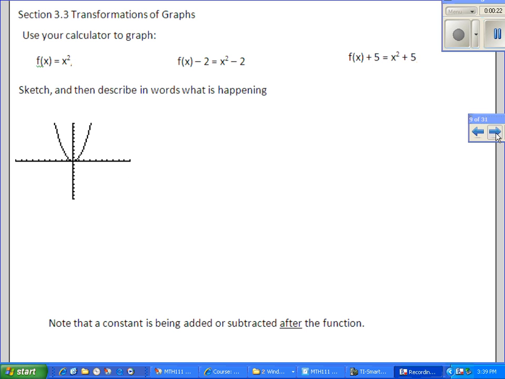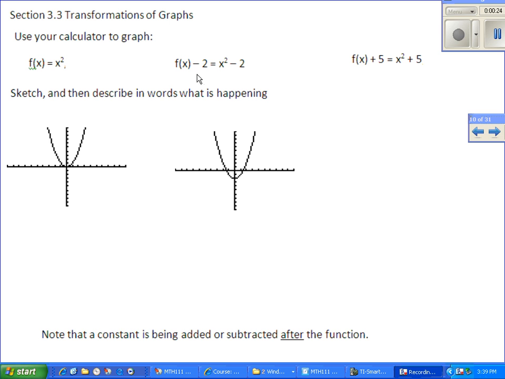And then I'm going to look at f(x) - 2. So I'm taking this function, subtracting 2 from it, and that would give me the function x squared - 2. And that gives me this graph. And then let's go ahead and look at our next graph, f(x) + 5. So our basic graph with a constant 5 added to it will be x squared + 5. Looks like this.